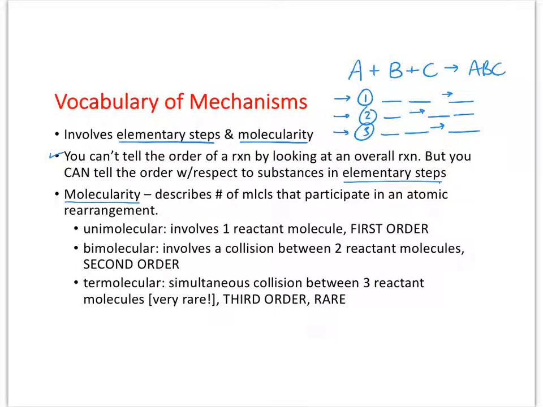Molecularity describes the number of molecules that participate in a collision. So unimolecular would be like what I drew here. There's only one thing, that's first order. If I have 2 molecules colliding, that's second order. So that could be this. That could be a bimolecular step, or I could have this.